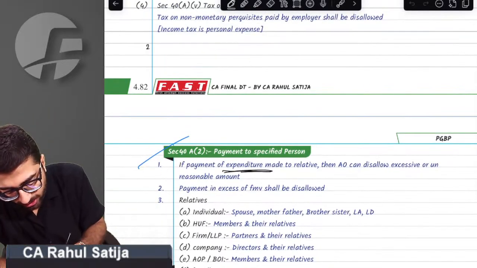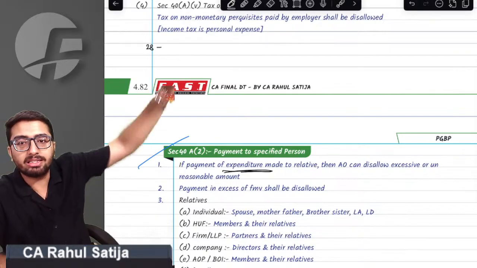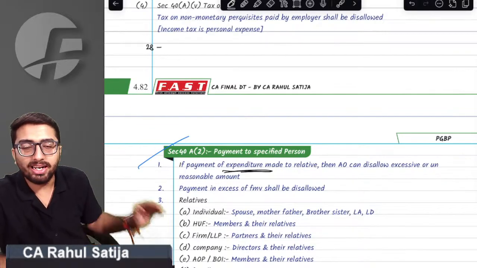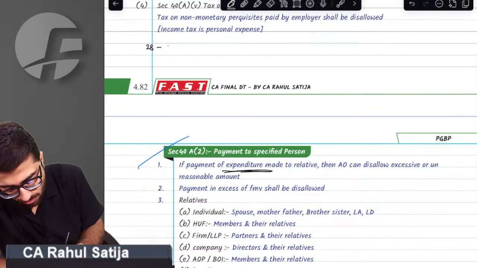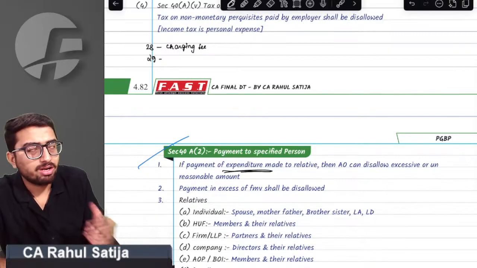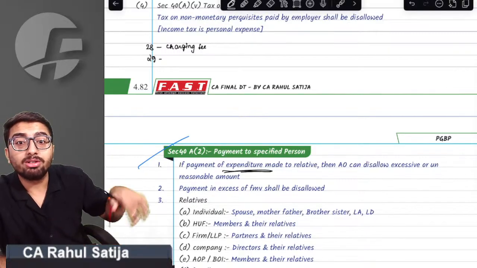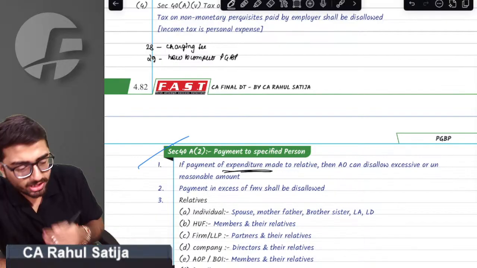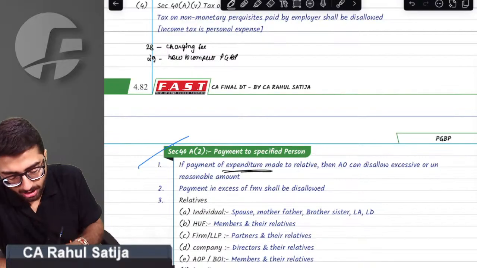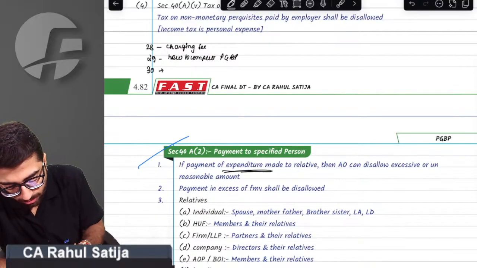So yesterday we started off with section number 28, which was the charging section. It laid down the guidelines on what all incomes will be taxable under the PGBP. After section 28, we had section 29. What was section 29? Section 29 was how to compute PGBP. Once we understood how to compute PGBP, section 30 came into picture.